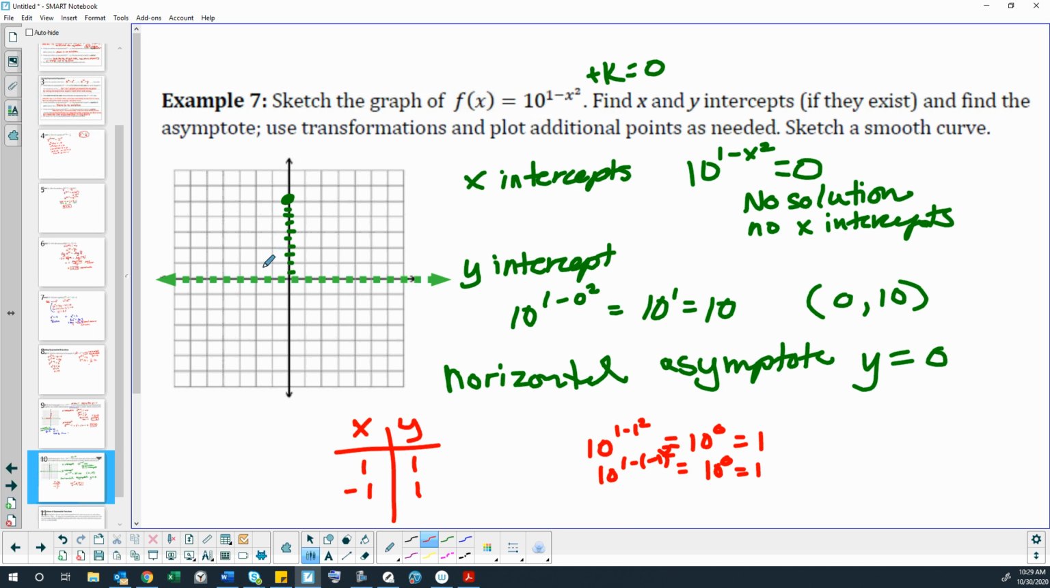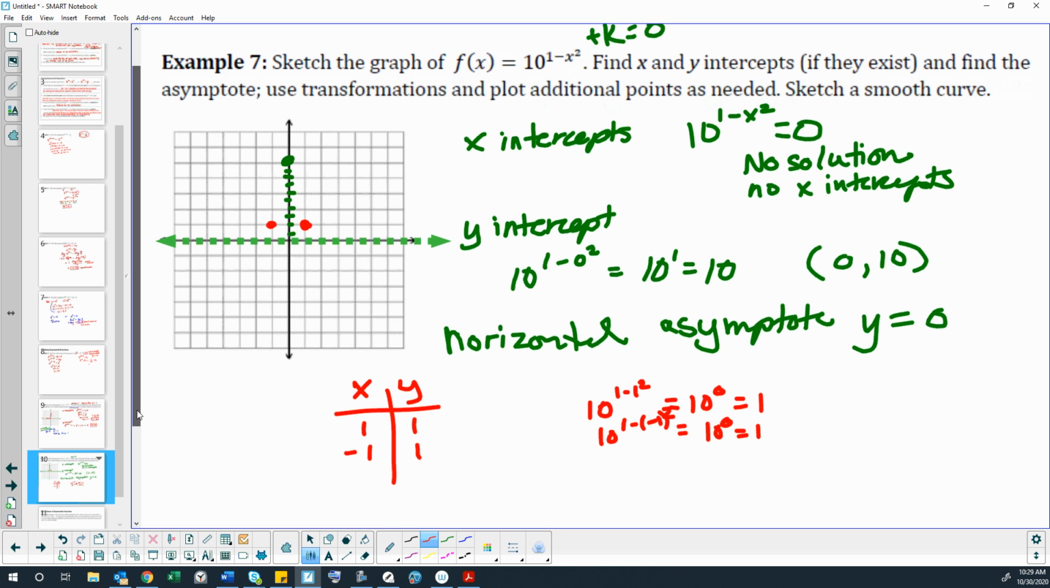Well, this is an interesting graph. So if I go over 1 up 1, I also have a left 1 up 1. This is not going to look like our typical exponential graph. And part of that has to do with the x squared in there, right? So it's going to make it come back down.